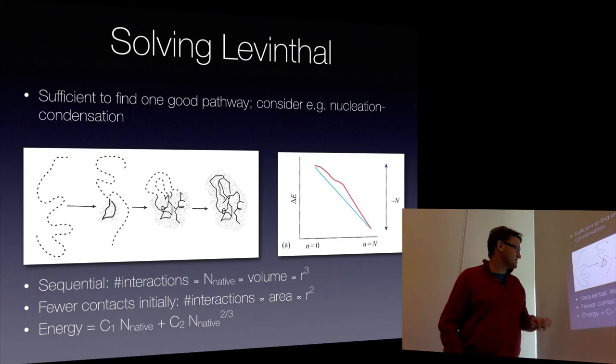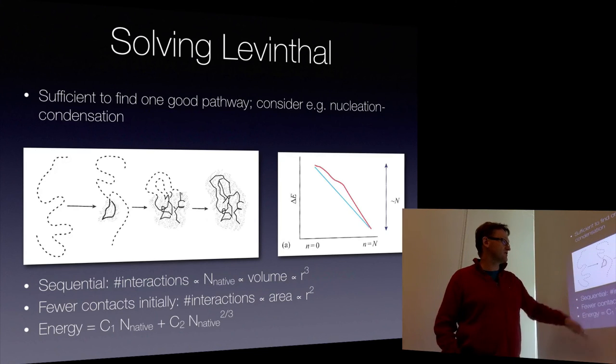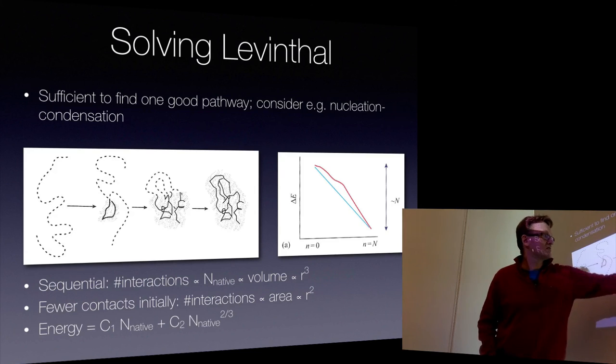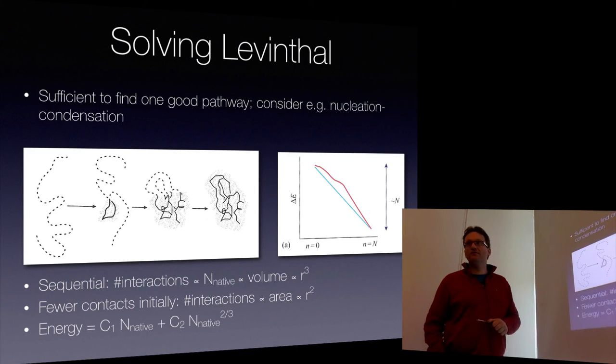The book hand waves too, so it's not really. And that, I would argue, means that the energy of these interactions, there's going to be some sort of term proportional to the number of residues in the native state, and then a second term corresponds to the number of residues in the native state raised to the power of 2/3. Do you agree with that?